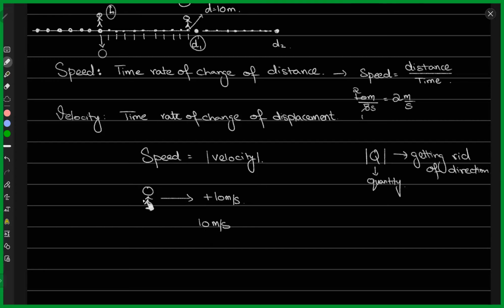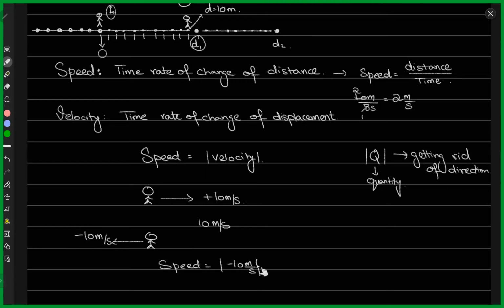You could have done the same thing if he's running to the left. Maybe you would say he's running to the left. Now it's minus 10 meters per second, because we are saying that left is associated with a negative sign. Then this is the velocity, but the speed would be the absolute value of minus 10 meters per second.